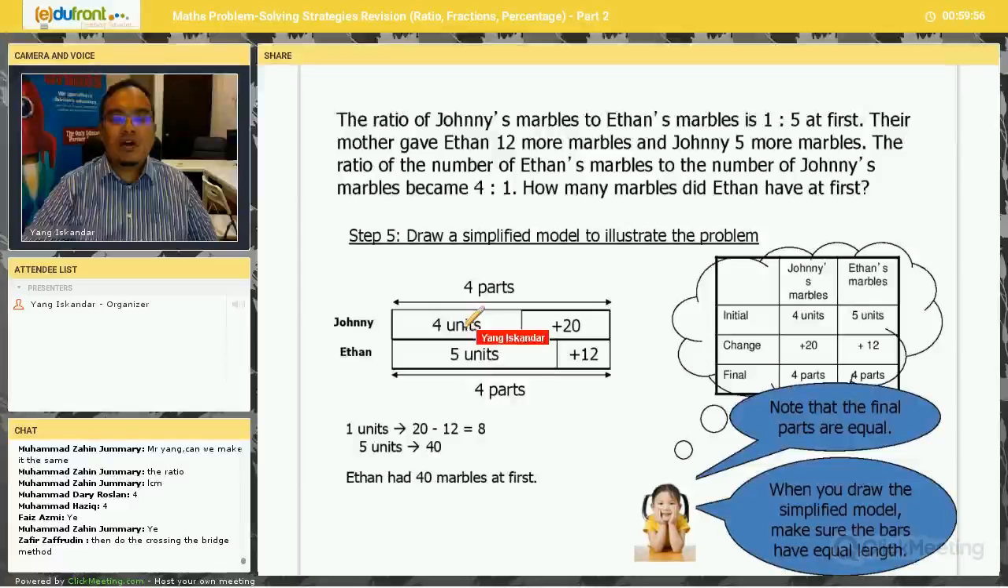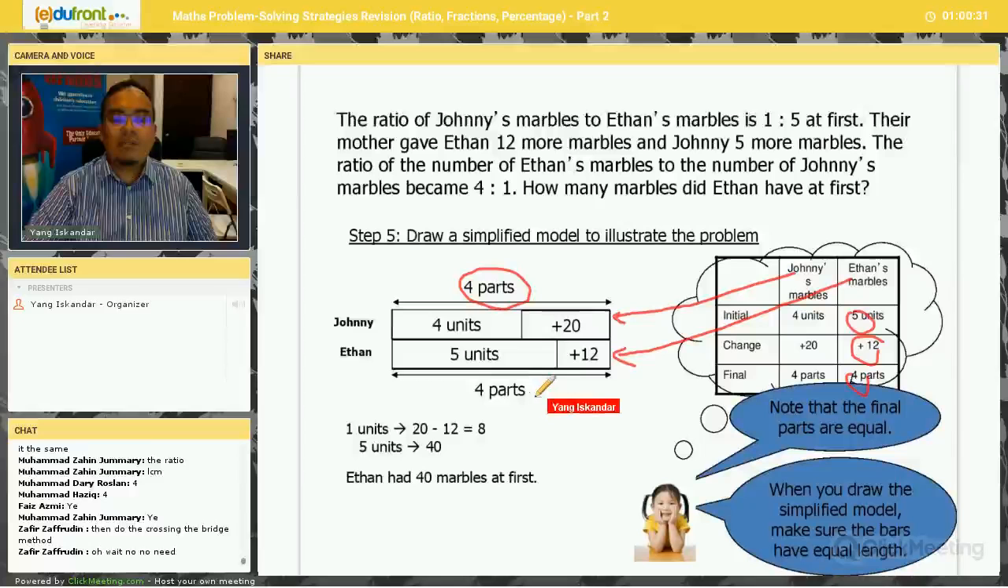Then you can see here, 4 units plus 20 is equal to 4 parts. Likewise, for Ethan, 5 units plus 12 is equal to 4 parts. Okay. How do I get this model? You can see on the right side here, 4 units plus 20, I get 4 parts. Likewise, for Ethan, 5 units plus 12, also I get 4 parts. So for Ethan, it will be here. For Johnny, it will be here. So I can equate these two bars. Why? Because I've made the number of parts the same.